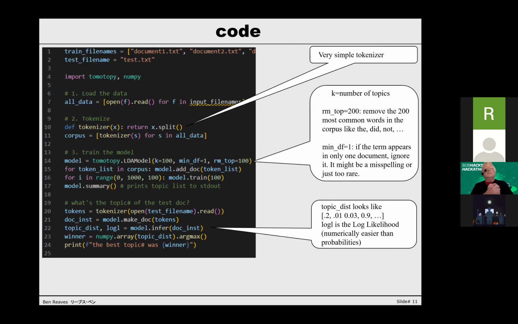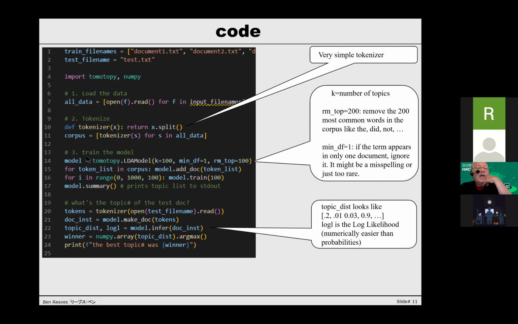So you want some code? You got some code. Here's how you use it. First of all, you have to read all the data. On line number 7, I'm getting them into a list of strings. So all the documents come into a list of strings. And on number 7, I should have said train file names instead of input file names.